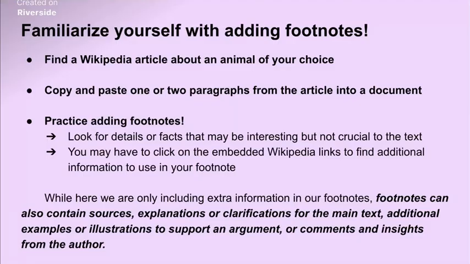This is just a little activity if you would like to familiarize yourself with adding footnotes. Just do the same thing I did earlier with the otter article. Find a Wikipedia article about an animal of your choice, copy and paste one or two paragraphs or even a couple sentences from the article into a document, and practice adding footnotes. Some tips are to look for details or facts that may be interesting but not crucial to the text. Also, words that could be defined but not necessarily need to be defined in the text. You may have to click on the embedded Wikipedia links to find additional information to use in your footnote.